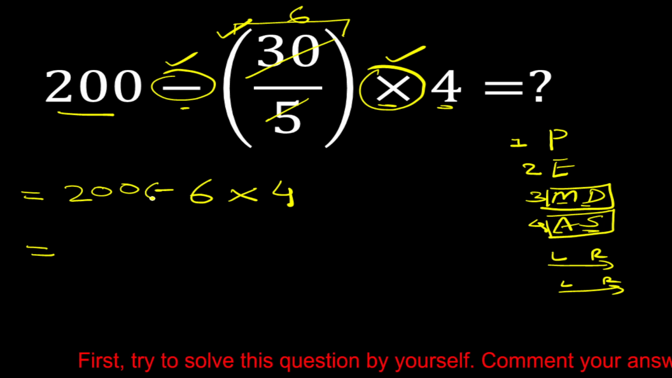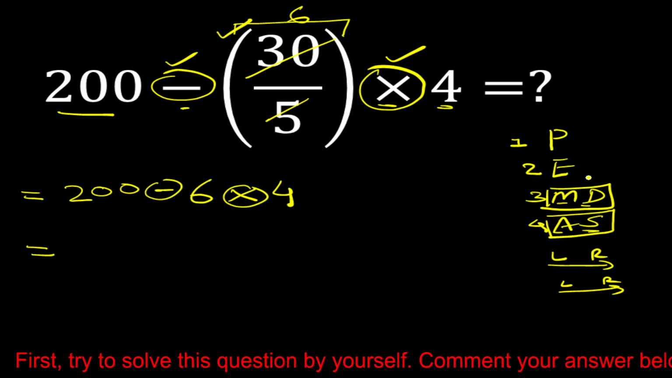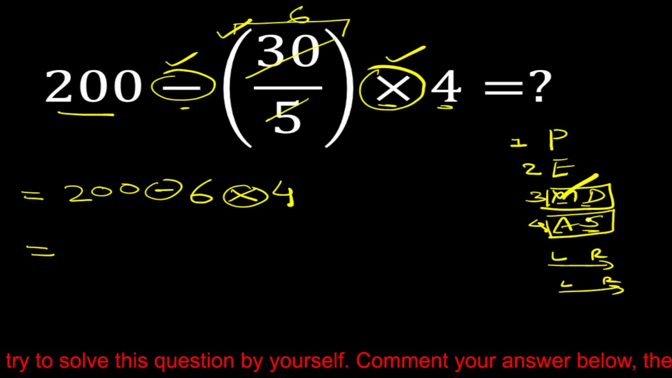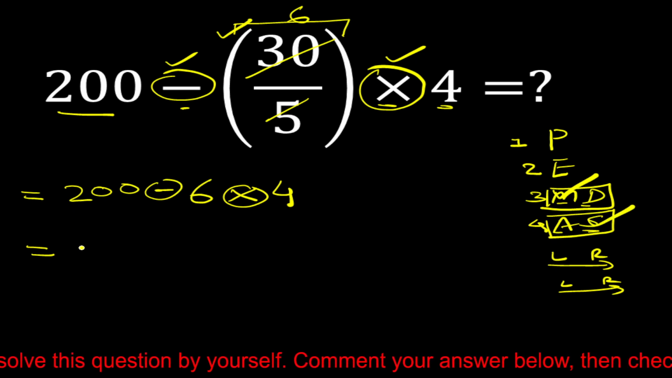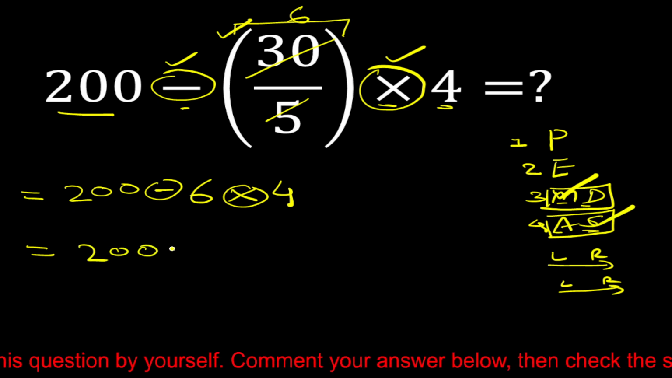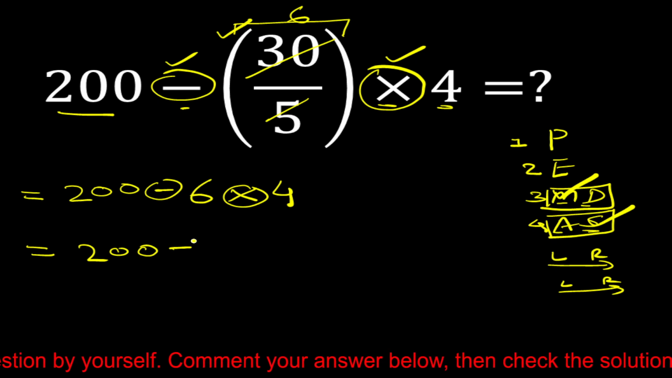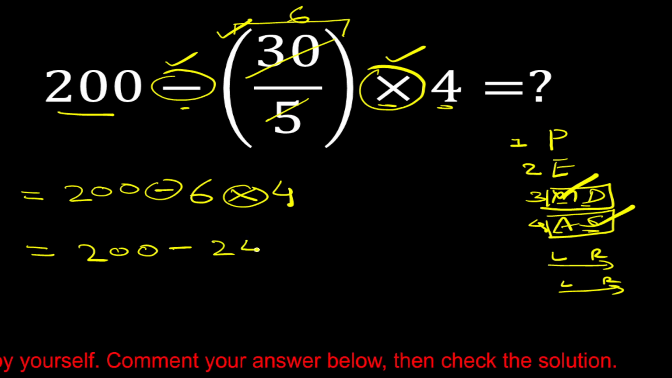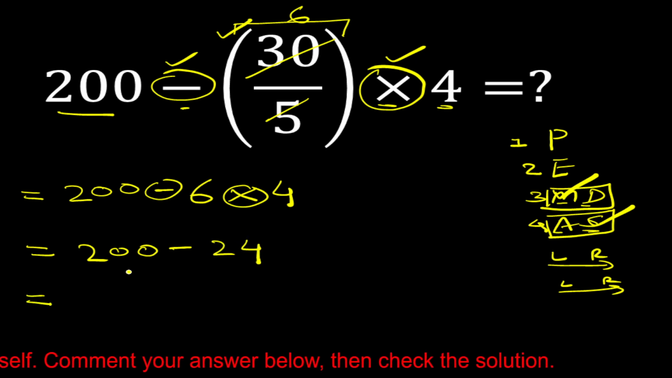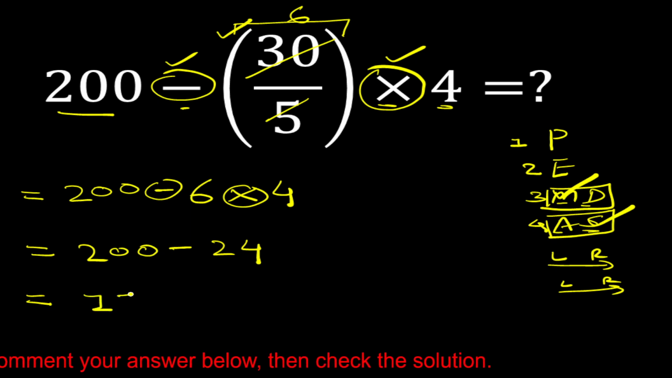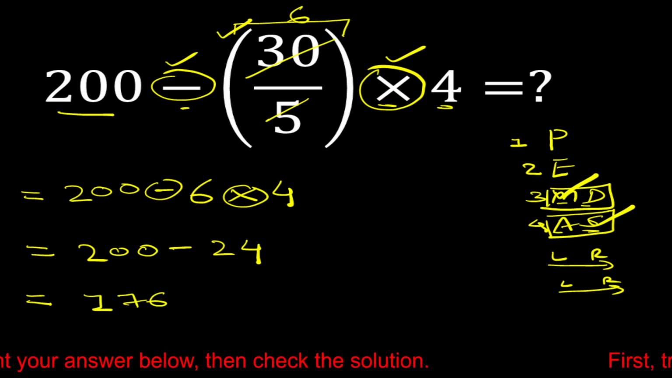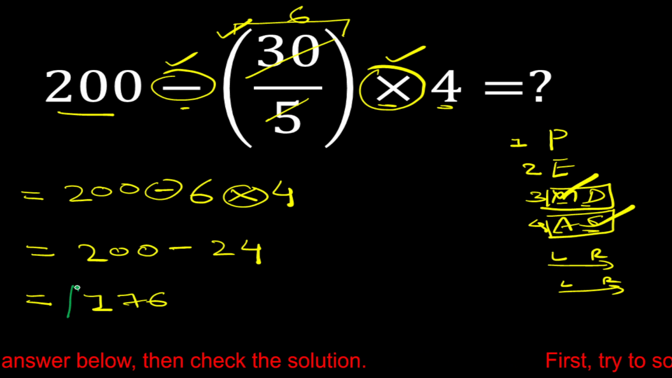Now here we have one subtraction and one multiplication. So according to the PEMDAS rule, first priority is multiplication, then we have to solve subtraction. So 200 minus, now 6 multiply 4 is equal to 24. Now 200 minus 24 is equal to 176. Okay, so the correct answer is 176.